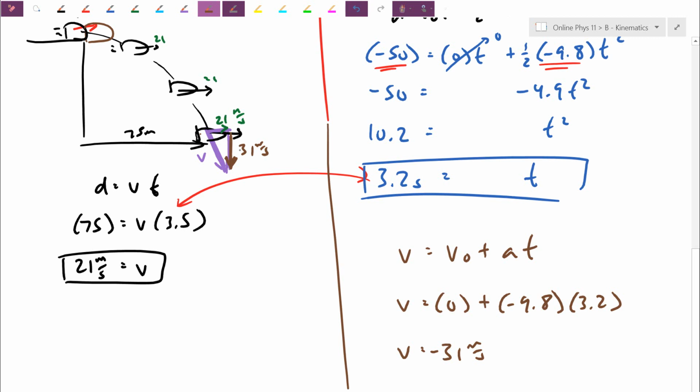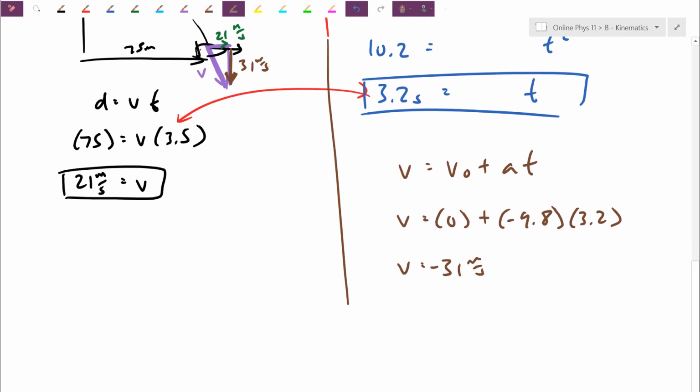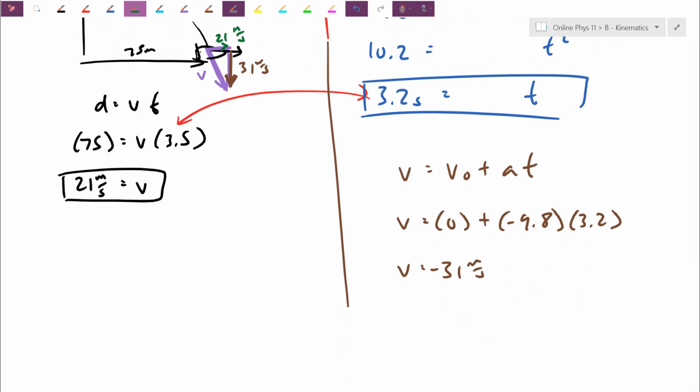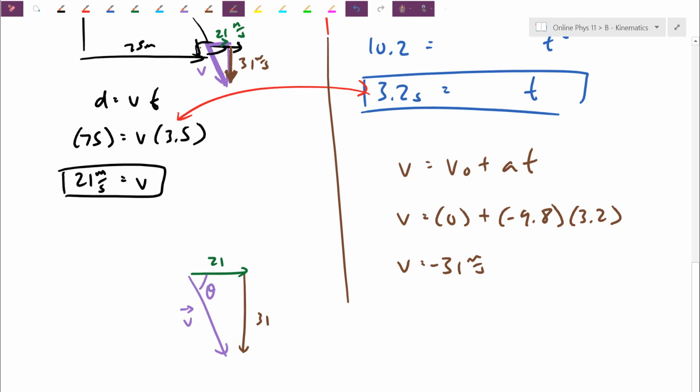That's what this negative says. When we actually look at the triangle, you'll notice I kept that as a positive number. That's fine, because my arrow actually shows me my direction. So now I just want you to do Pythagoras here. If we know going forwards is 21 and going downwards is 31, can you find the velocity, that diagonal direction upon hitting, and calculate that theta there?